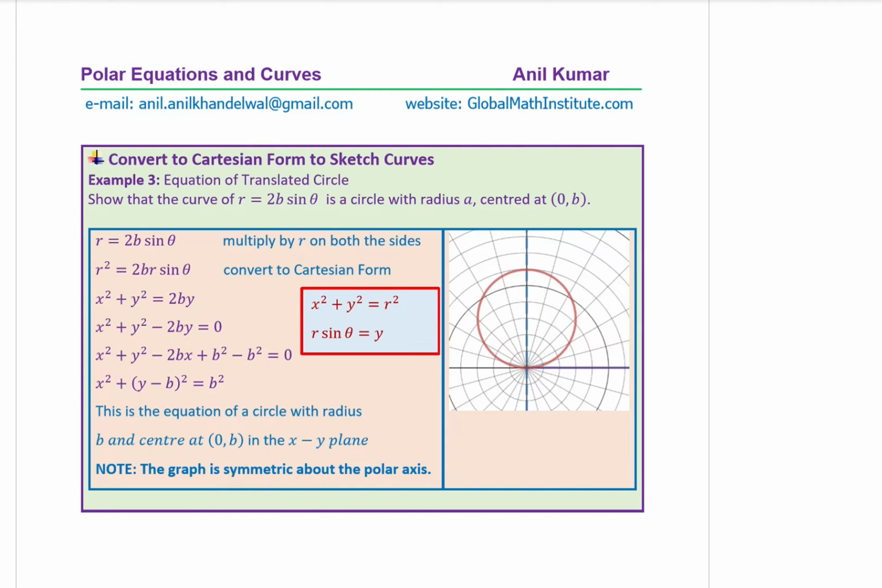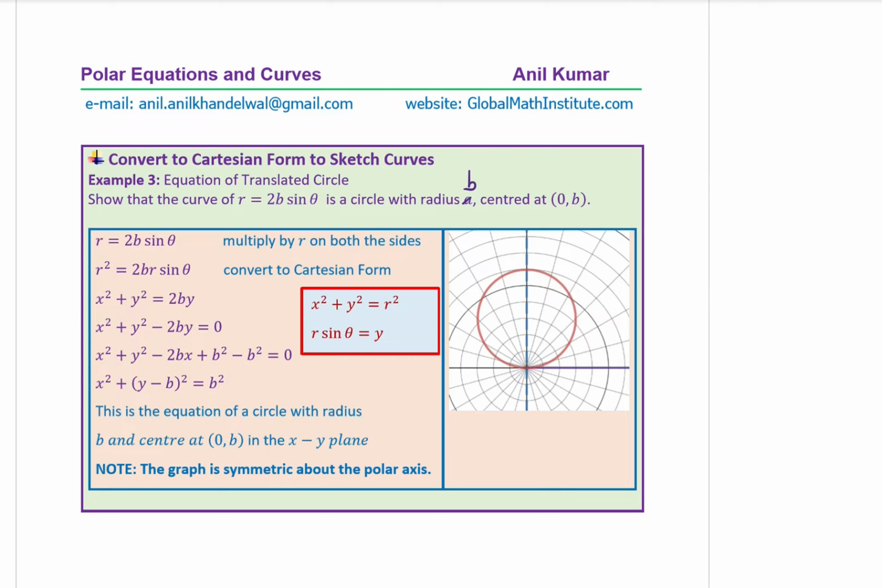Now here is the third example in which we are going to convert to Cartesian form to sketch the curves. Example 3. Equation of translated circle. Show that the curve r equals 2b sine theta is a circle with radius a. Radius should be b, right? Since we have 2b, with radius b centered at (0, b).